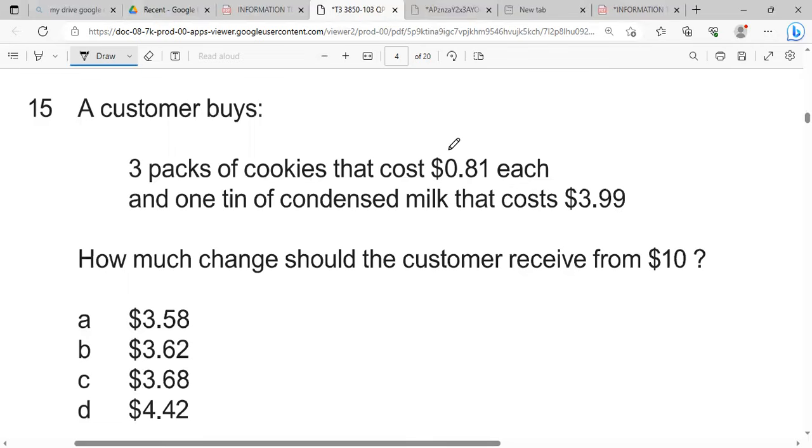3 packs of cookies that cost 81 cents. So if 3 of them we need and 1 costs 81 cents, obviously we have to multiply by 3, or we can add 0.81 3 times. So I can multiply because it's easier. 3 ones 3, 3 eights 24.